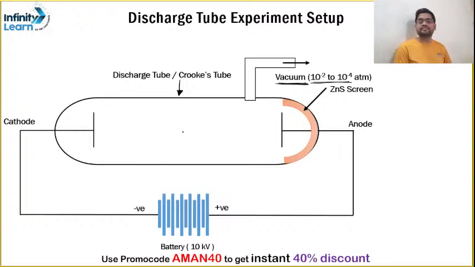OK, and then in this discharge tube, two rods were connected. Two rods were placed, that is cathode and anode, and they were connected to a battery which has a very high voltage. See the voltage, 10 kilovolts means 10,000 volts. Clear? So this is the experimental setup of what? Discharge tube.